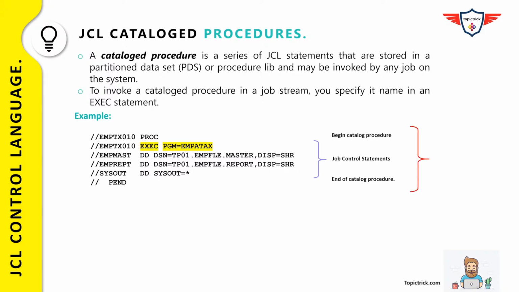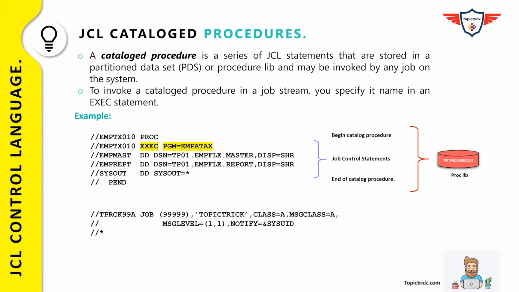Right? So here's a sample JCL once again and a catalog procedure, but this time the catalog procedure is stored in my private library, that is TPT.PROD.PROCLIB. Now if you look at the JCL, the JCL also has the same number of steps, that is a job card, comment section, and then execute statement. The only additional step that I've included in this JCL is JCLLIB ORDER.